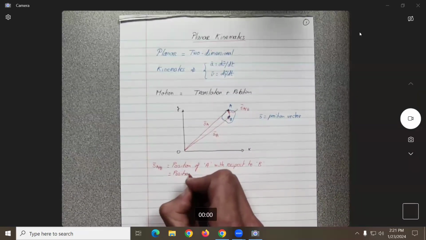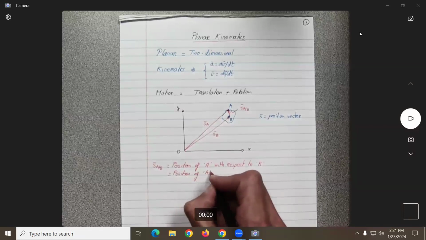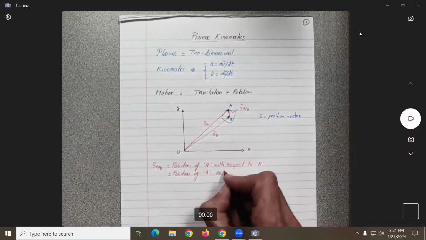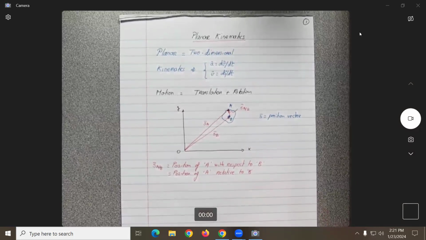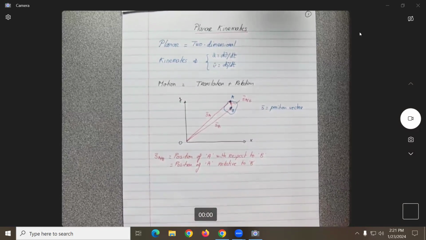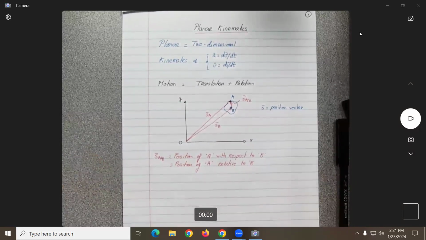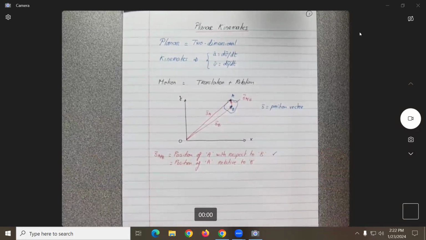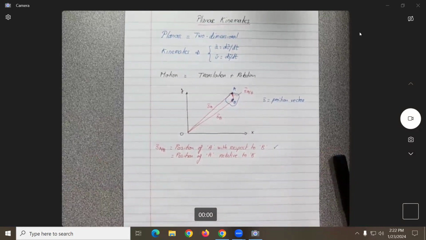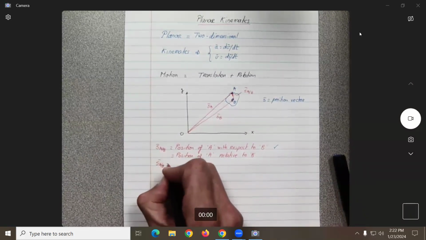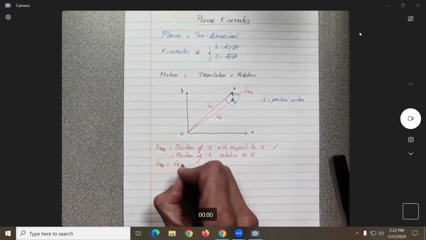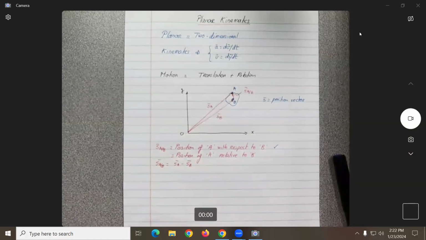What do you think they say instead of with respect? Relative to B. Okay, but let's use with respect. I'd rather use this one over here. The other one is okay, but. And S of A, I'm going to add one more thing here. S of A with respect to B mathematically is equal to what? S of A minus S of B, okay?